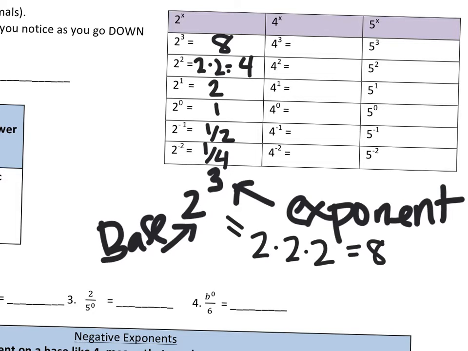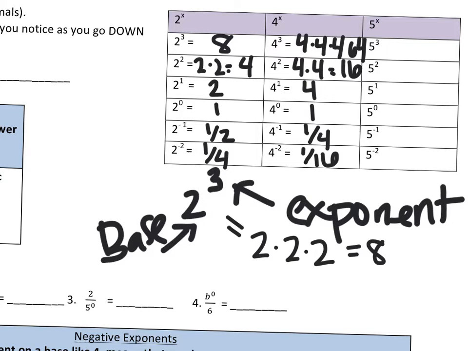So let's take a look at 4 to the third. 4 to the third would be 4 times 4 times 4, which is 64. 4 squared is 4 times 4, which is 16. 4 to the first is 4. So notice we're dividing this time by 4 each time. So we have 1, and then 1/4, and then 1/16.